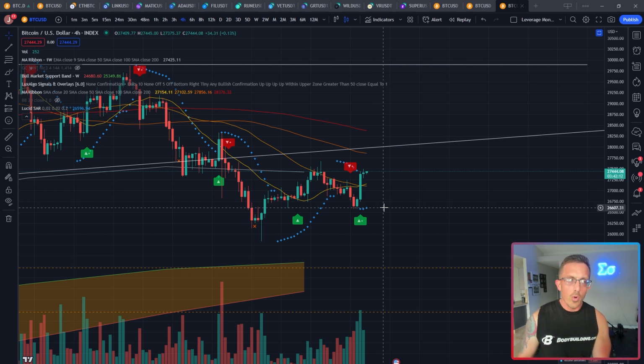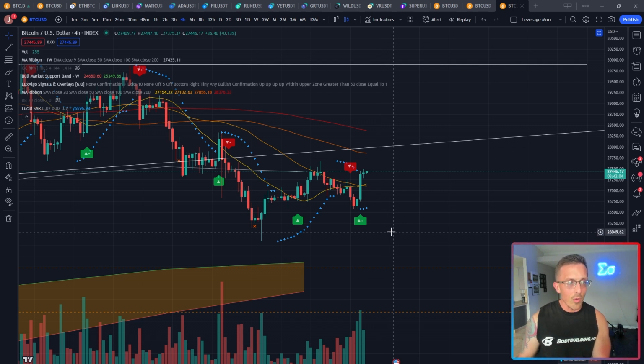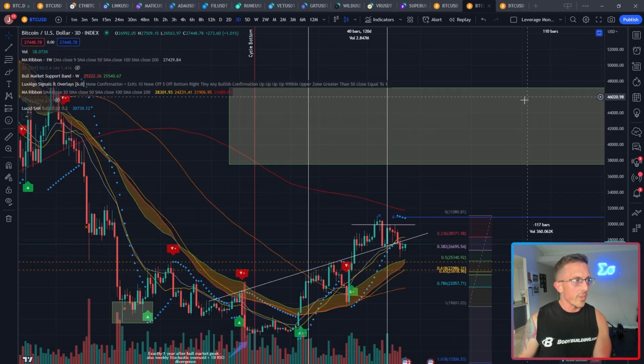So this very well could be a fake out. Bitcoin could have come all the way down to this level here at 25.8 before doing a fake out and shooting back up. We're in very contested territory right now, but there are some indicators that help us to look at this in a different way.